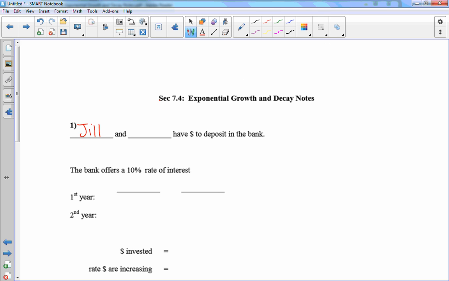Okay. Jill and Kyle have money to deposit in the bank. Jill has $100. Kyle has $1,000. The bank offers a 10% rate of interest. After 1 year, will you find out how much Jill has and how much Kyle has? And this is a 10% annual interest.